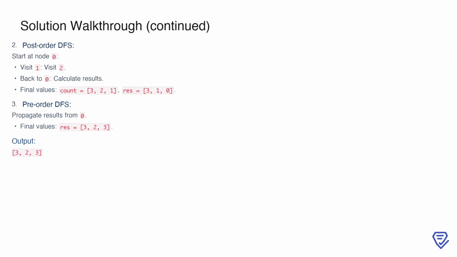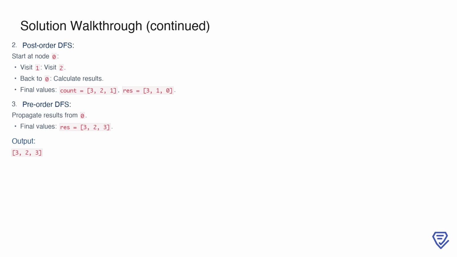Finally, let's analyze a line graph with 3 nodes connected sequentially. The adjacency list for this tree is straightforward, as each node is connected to its immediate neighbors. Starting with a post-order DFS from node 0, we visit node 1, which leads us to node 2. Since node 2 is a leaf node, its subtree size is 1, and its distance sum is 0. Returning to node 1, we update its results to include those of node 2. Node 1's subtree size becomes 2, and its distance sum is 1, reflecting the edge between nodes 1 and 2.